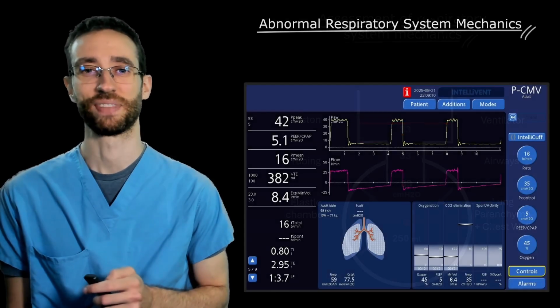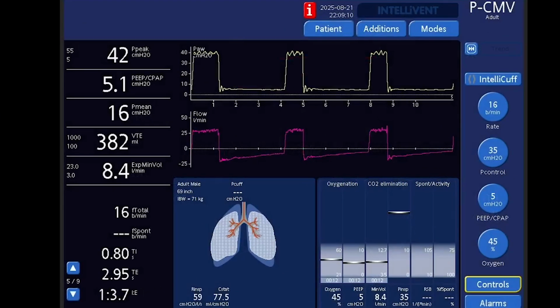Look at this other case. We're in pressure control, and we can see that with the 35 centimeters of water of pressure above PEEP that we're giving, we're only getting about 400 ml of tidal volume. In someone with normal respiratory system mechanics, we would expect much higher tidal volumes for this large amount of pressure. But this patient did not have a normal respiratory system. But what was his problem?